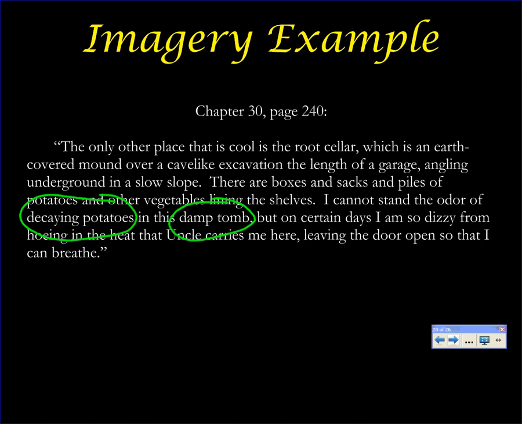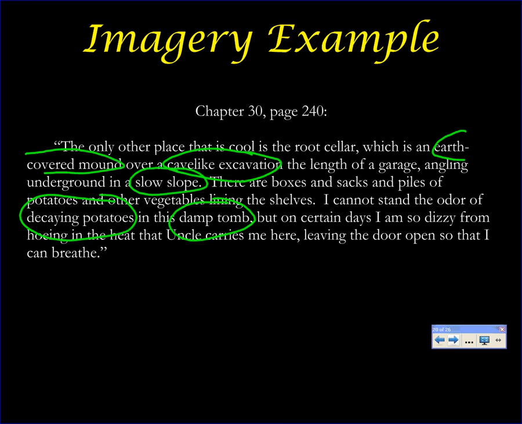Earth-covered mound, absolutely. So we're talking about something being buried in the dirt. Michael? Cave-like excavation, certainly. More? Theron, pick out one more. Anything that you think is worthy of our attention. A slow slope, okay.